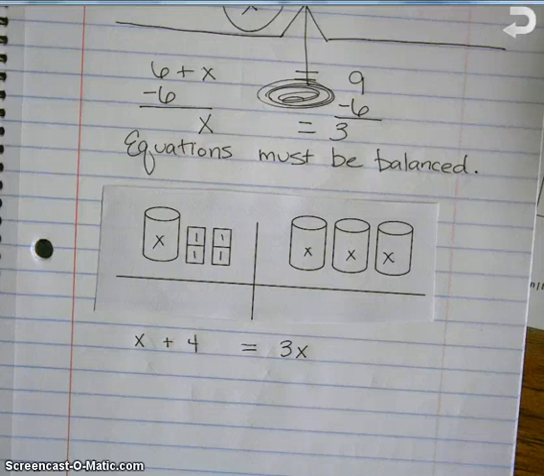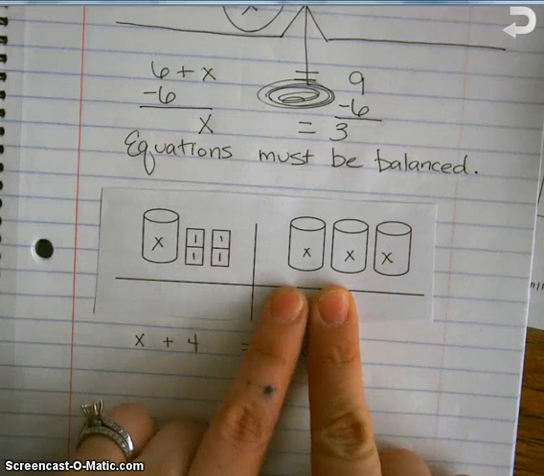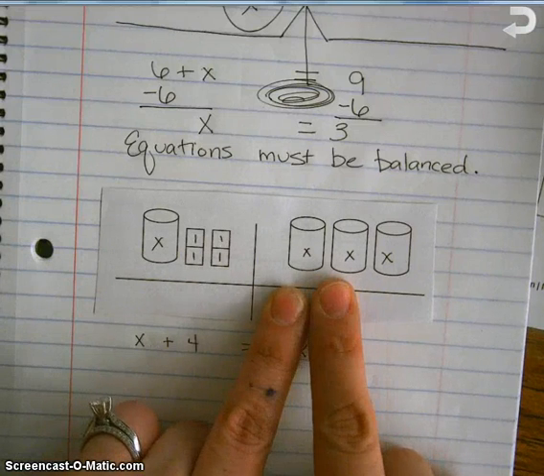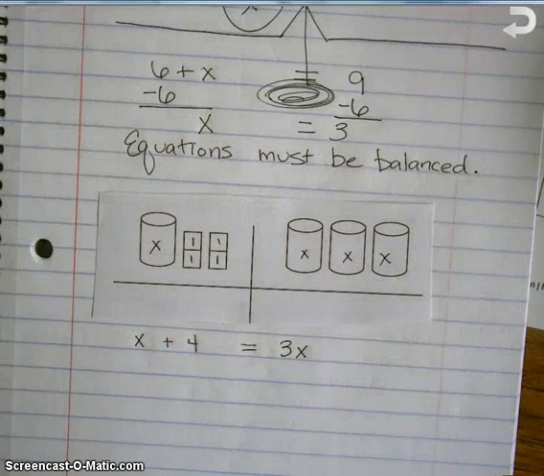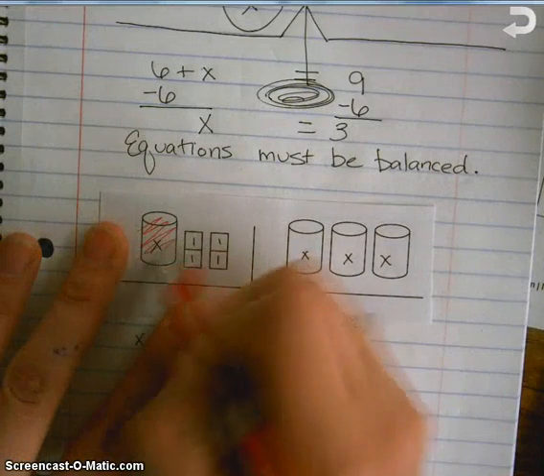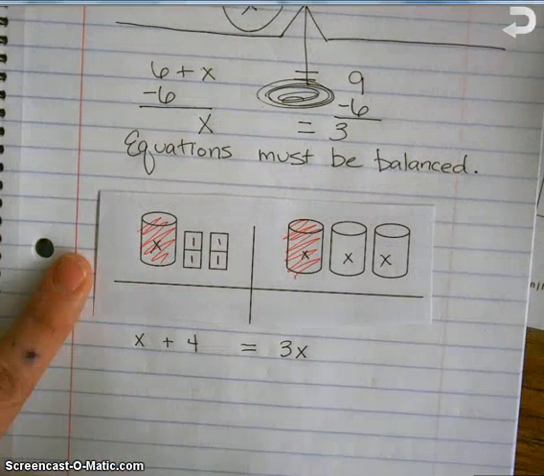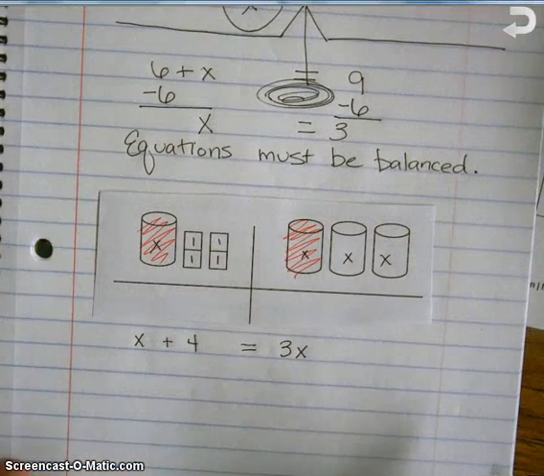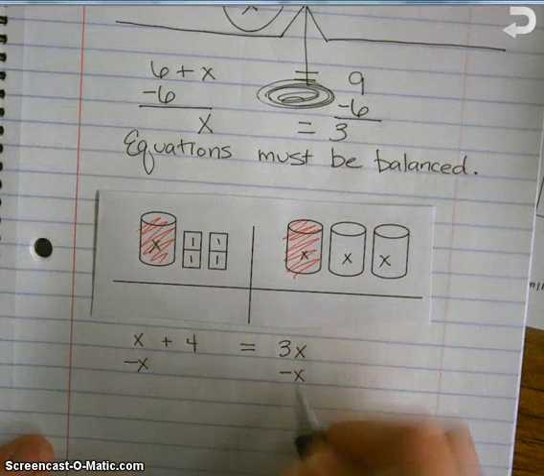Now my goal is to get the x's by themselves. So since I have more x's on the right side, that means that I'm going to have to get these x's by themselves. So one way I can do this is try to figure out what can I take away from both sides. Well, I know that I have a cup on the left and the right that I can take away from both sides. So let's take away an x from each side. Now to represent that algebraically, I just write minus x.